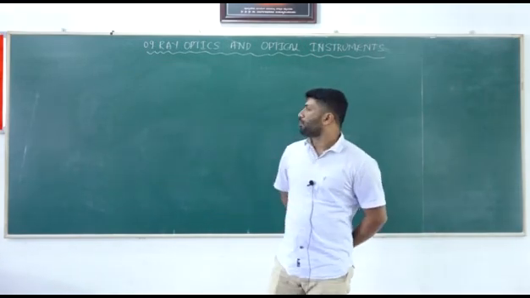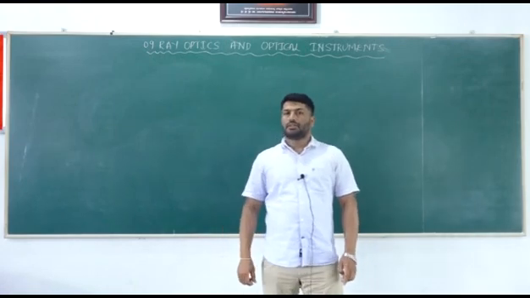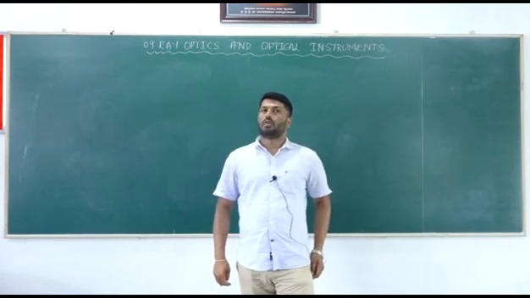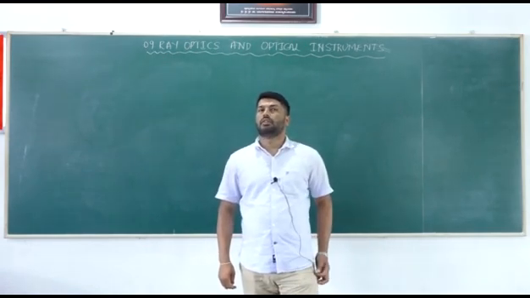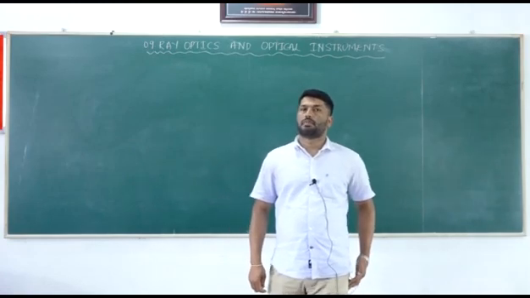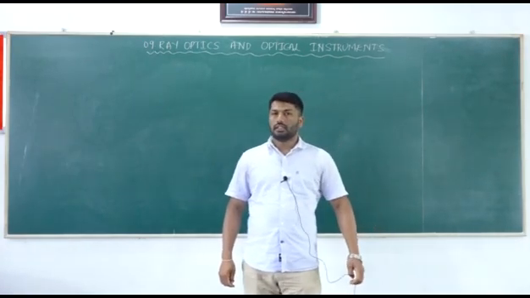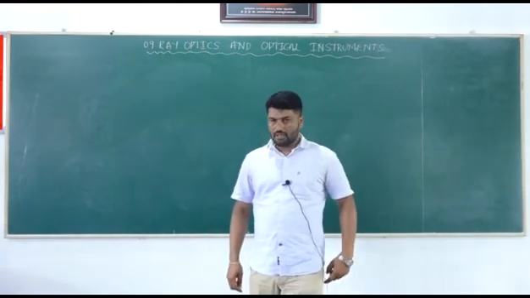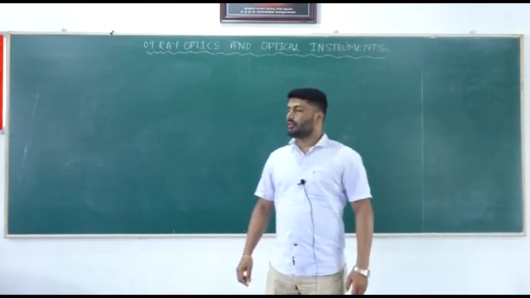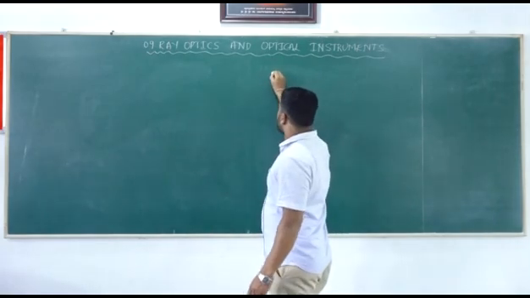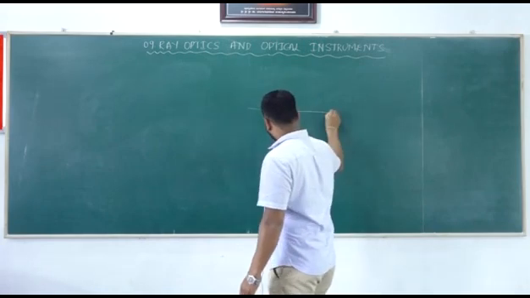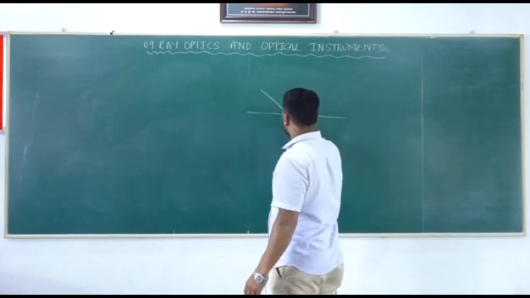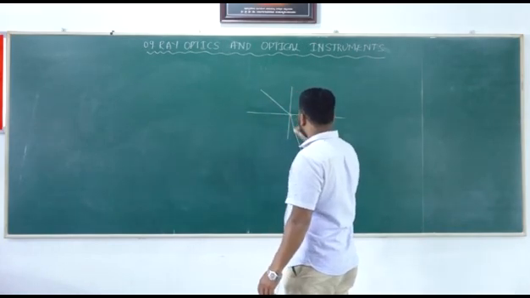Last class we discussed the laws of refraction, the definition of refraction, and some conditions related to refraction. What is meant by refraction? When a ray of light travels from one medium to another medium, it passes obliquely and bends. That bending nature of light is known as refraction. Why does light bend? Because of the change in velocity in the medium.